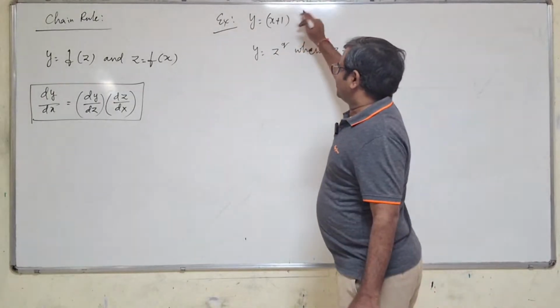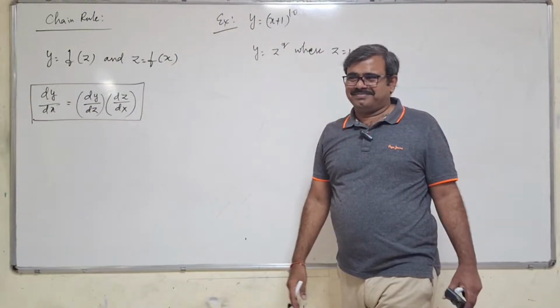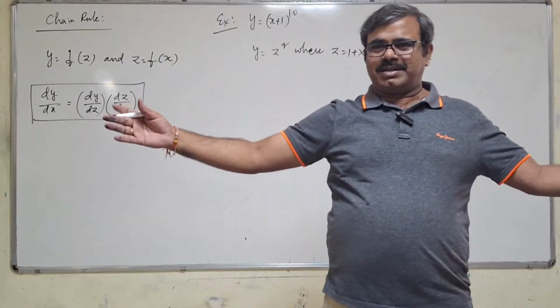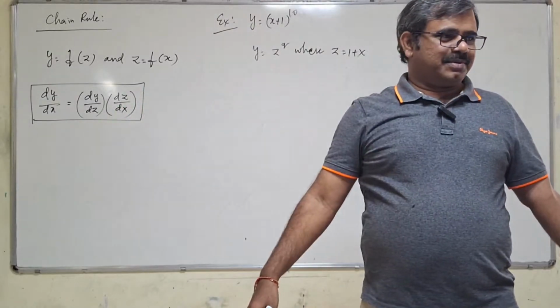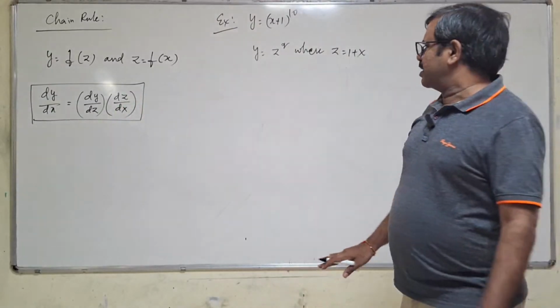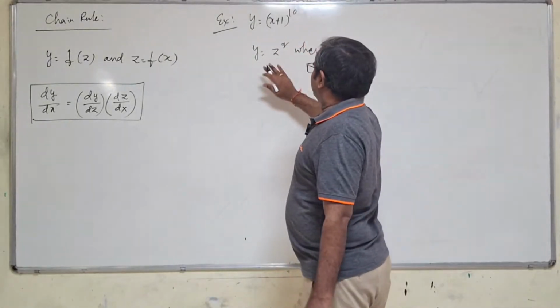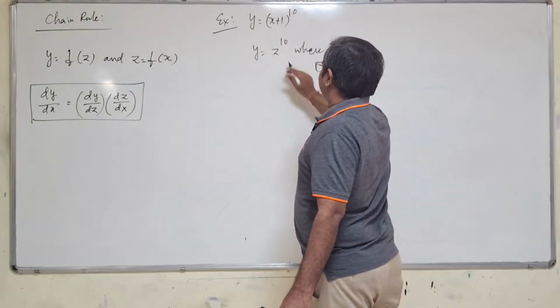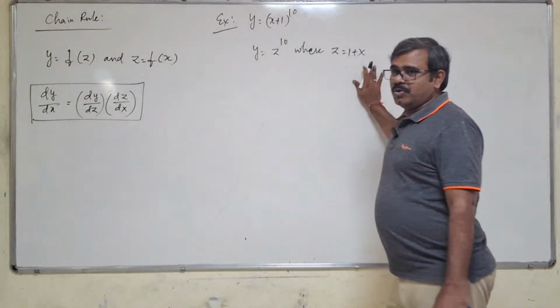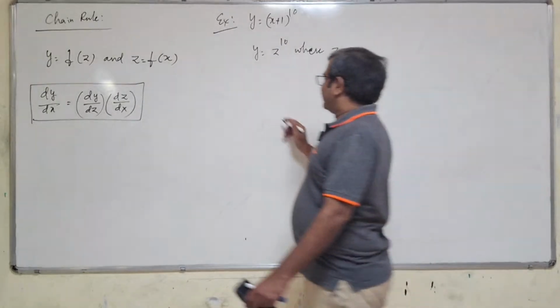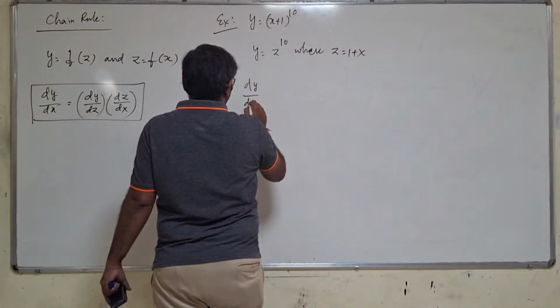But if you have (x plus 1) whole power 10, in that case, expansion contains many terms, right? Expanding will become difficult. So, if it is (x plus 1) whole power 10, y is equal to z power 10, z is equal to 1 plus x. Do you understand this? We want dy by dx.